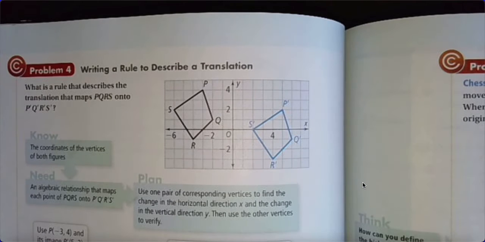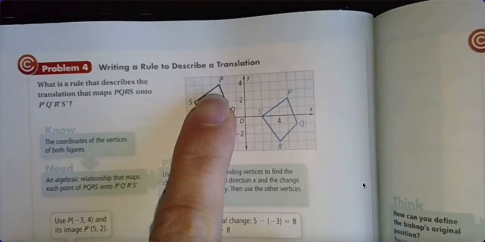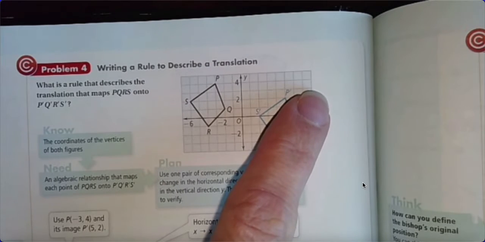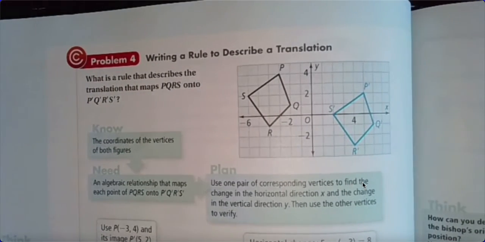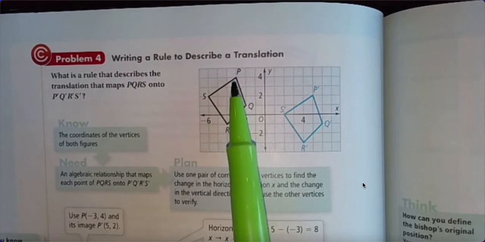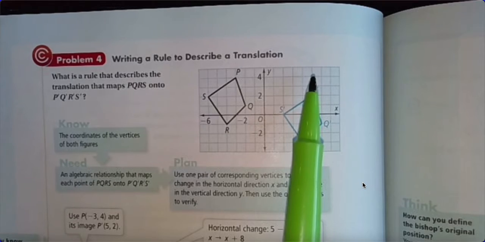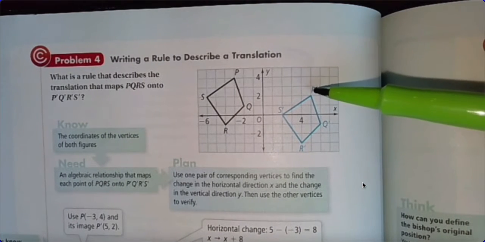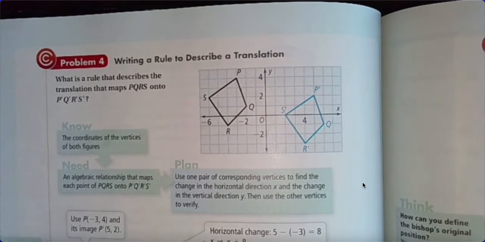Okay. Now the next part they're saying, what's a rule that describes this translation? So I'm going from P to P prime. So I need to see how far over and down I went. And you're also going to consider, are you going right and left and up and down? So I'm going to start at P. I'm going to the right, so that's going to be a positive, what? 1, 2, 3, 4, 5, 6, 7, 8. So I went to the right 8, and then where did I go? Down 1, hold on, where am I? Down 1, 2. So right 8 and down 2.